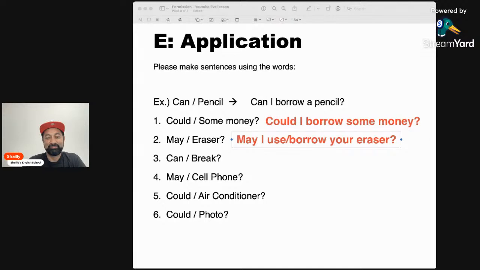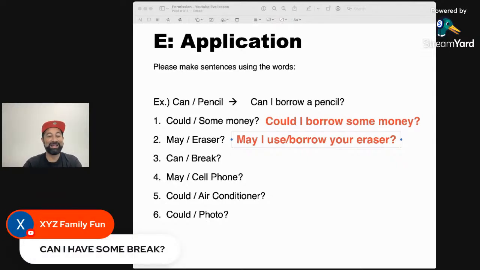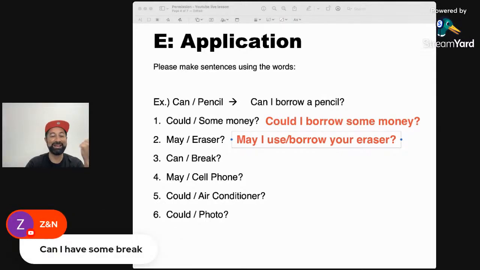I'll give you one more hint. I'm in a giving mood today. Oh, there we go. XYZ has already answered. Can I have some break? You are on the right idea, XYZ. You're almost there, Z and N. Can I have some break? That's the correct idea.